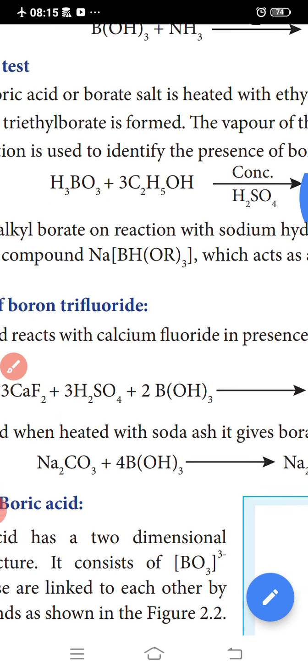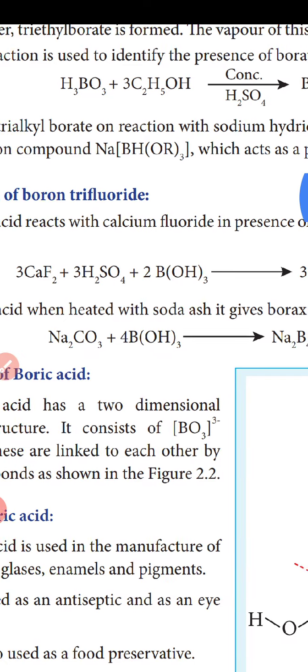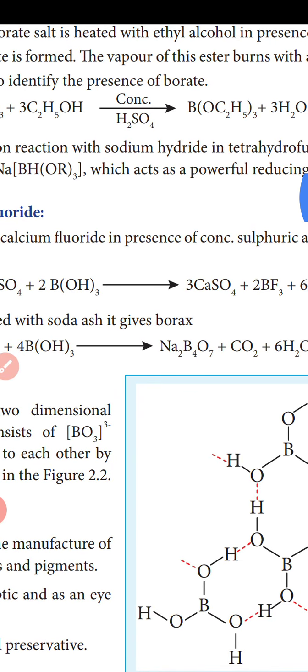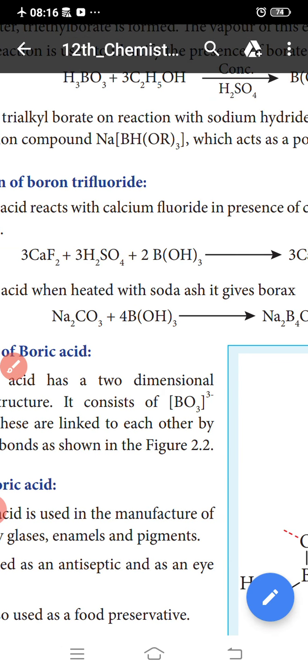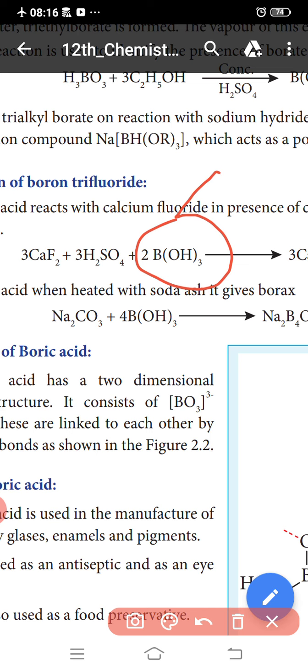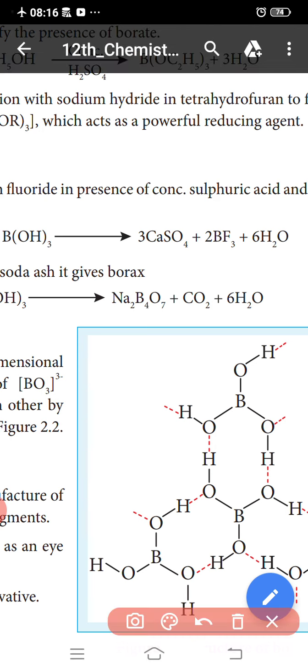The next one, the formation of boron trifluoride, BF3. The reactants: calcium fluoride reacts with sulfuric acid, and they add boric acid. The B(OH)3 means boric acid. They react to give the products calcium sulfate, boron trifluoride and water molecules. This is the formation of boron trifluoride.